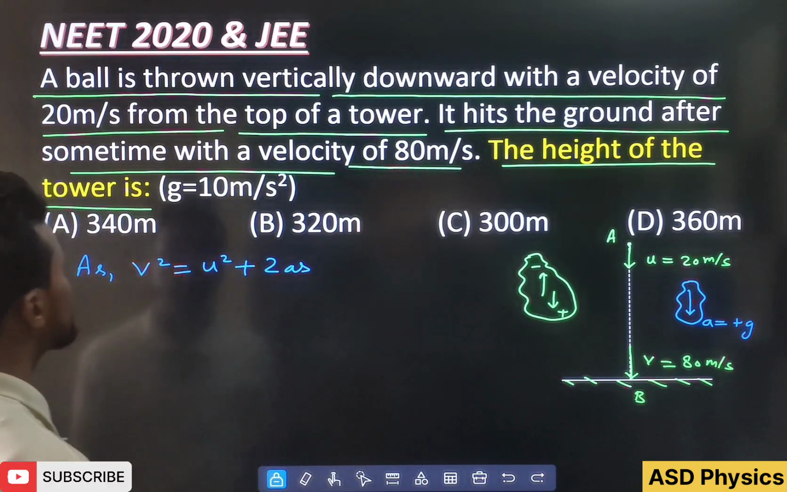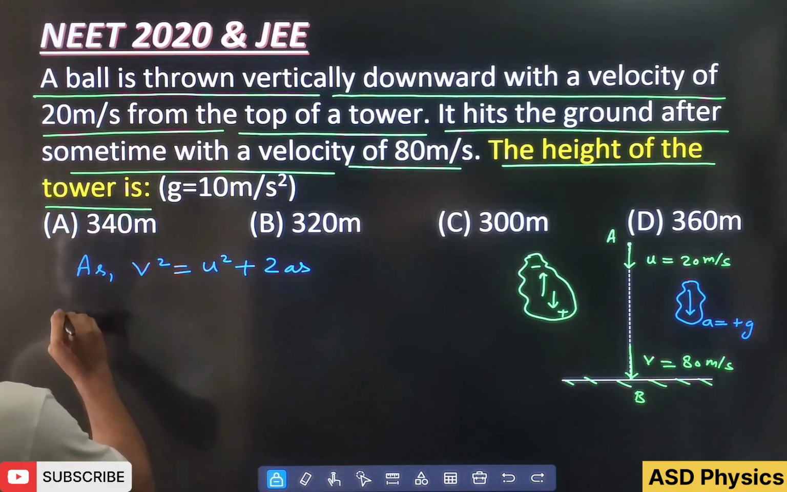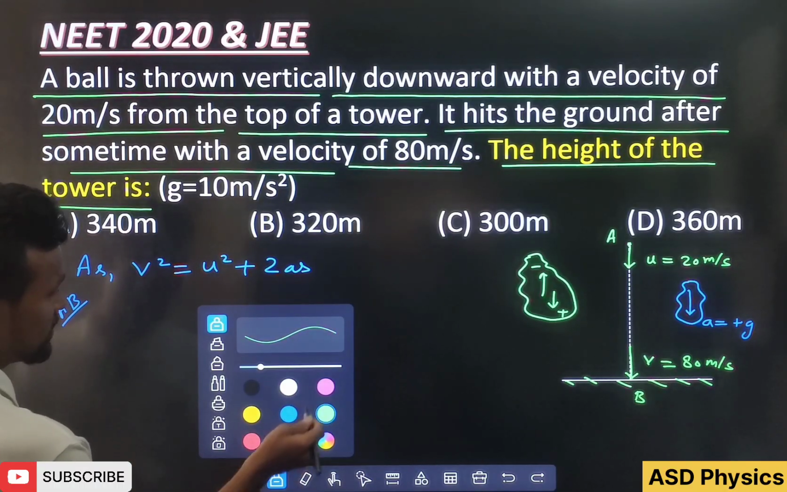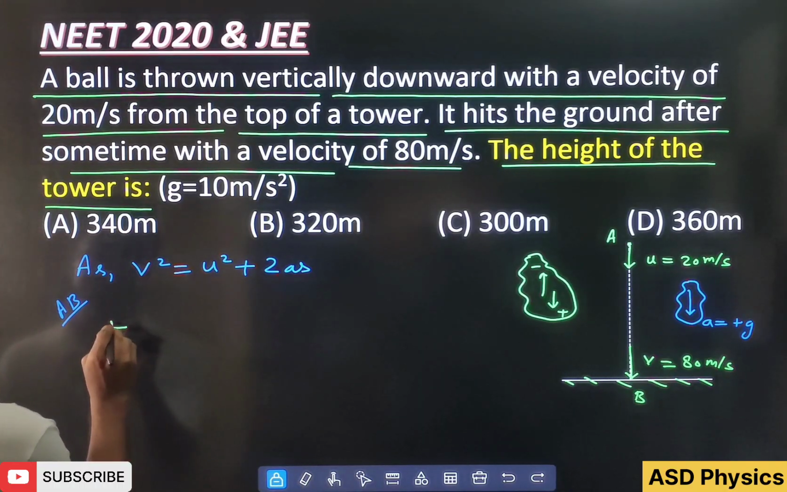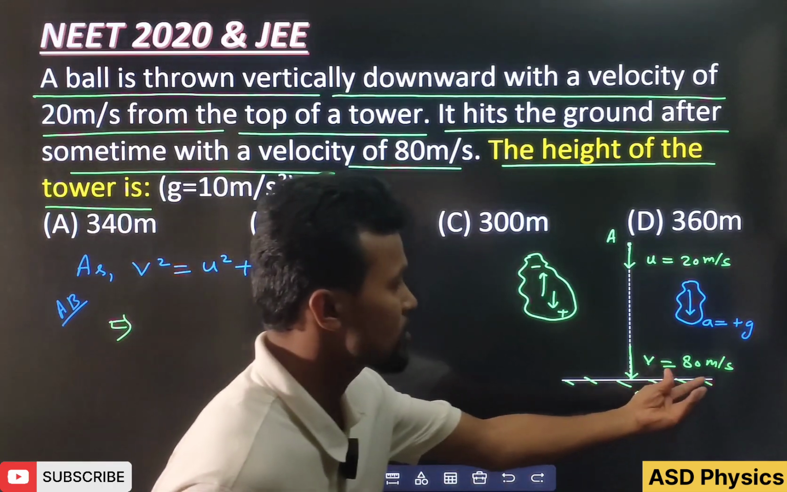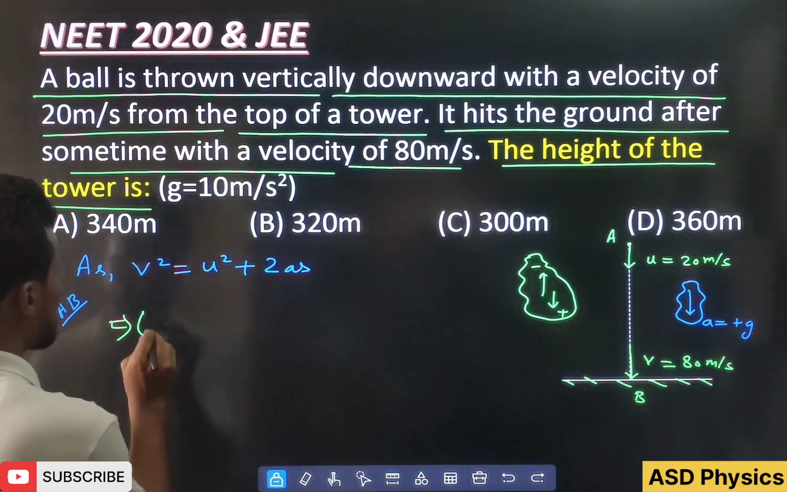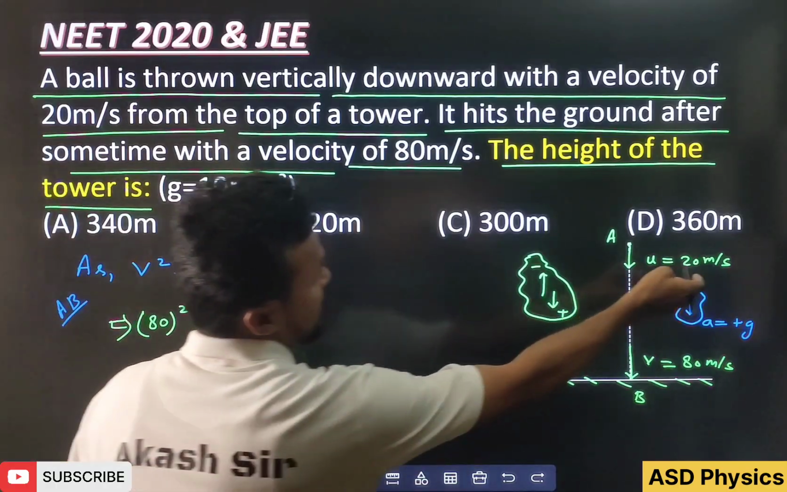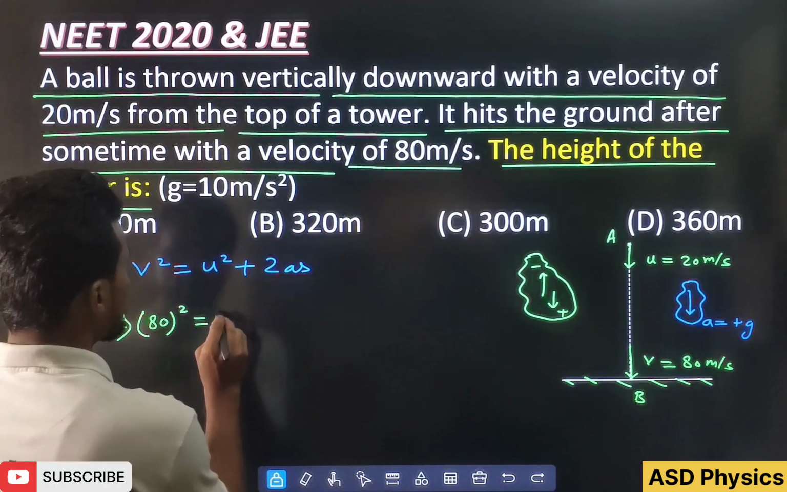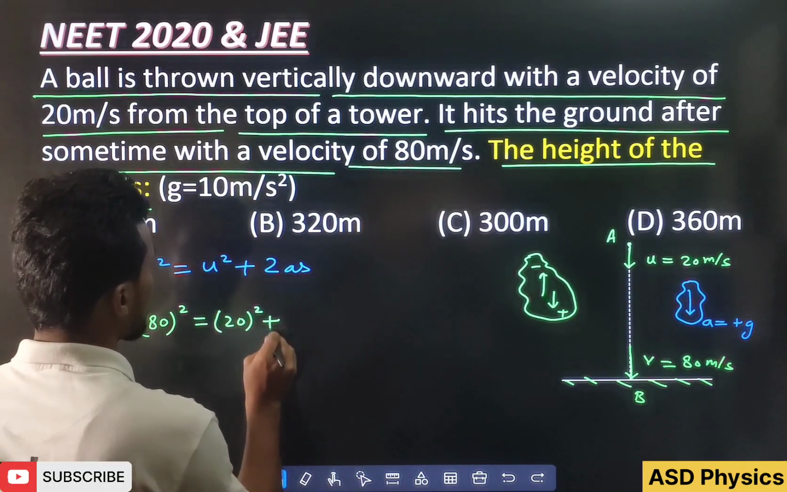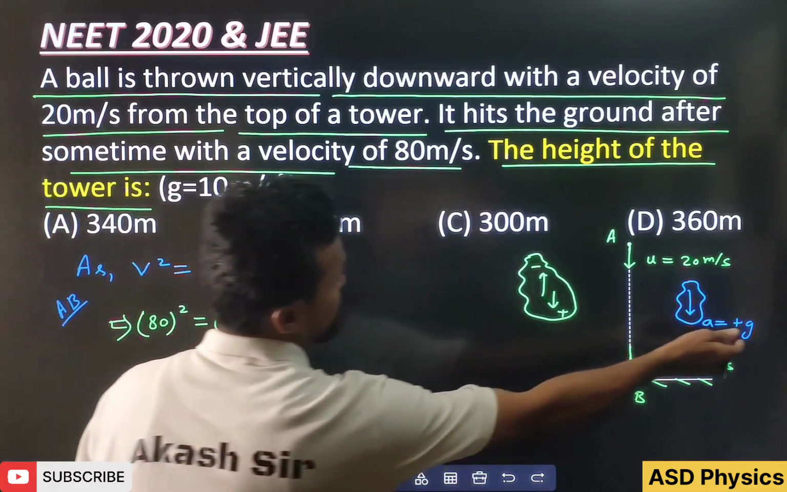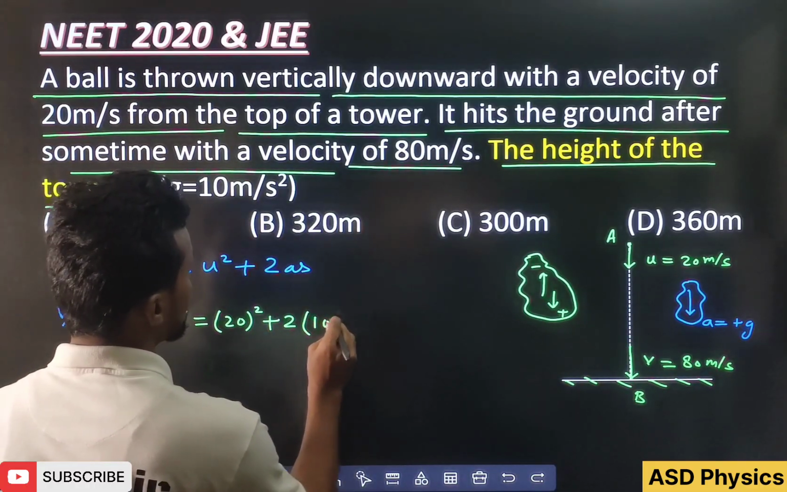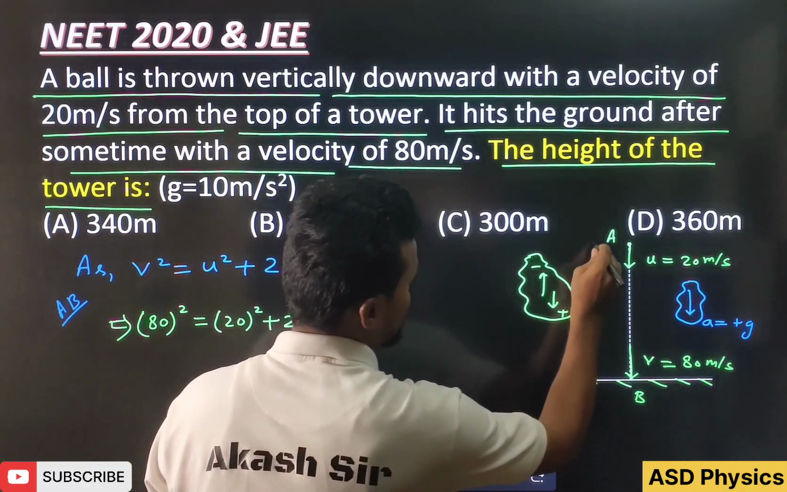Okay, so v square equal to u square plus 2as. We are going to use this equation from A to B. A is the initial point and B is the final point. What is the final velocity? Plus 80 meter per second. Plus 80, no need to write the plus. 80 square is equal to the initial velocity plus 20, that means 20 square, plus 2, gravity plus g. And what is the g value given here? 10.